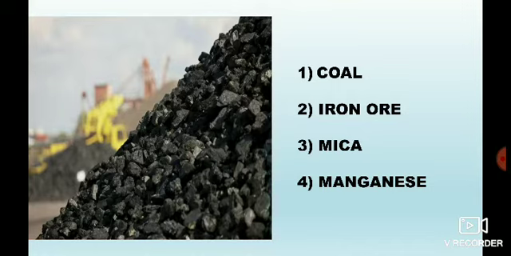And iron ore, mica, manganese, these are the minerals where we get iron from iron ore. Steel is produced. Mica is used for making furniture. And we use steel in building, in construction purposes. We use steel in building houses or factories or whatever may be. So these are the minerals which are presented in more quantity in Chota Nagpur Plateau.